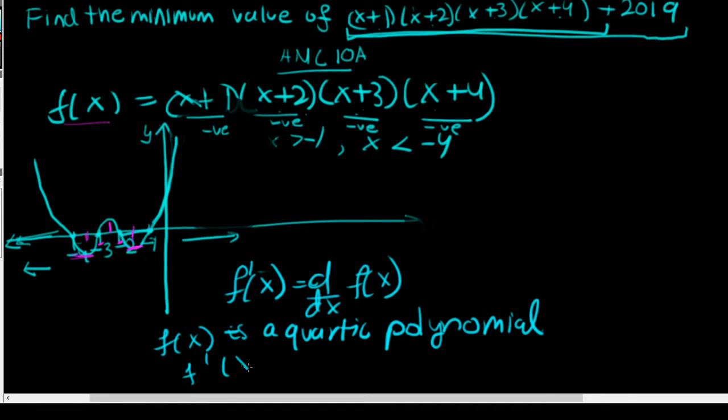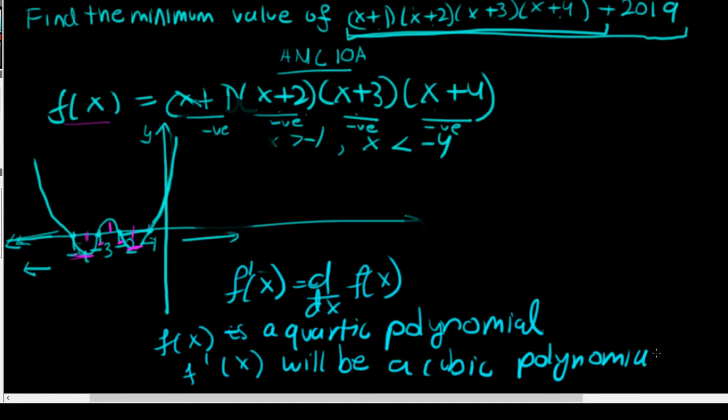because it is a degree 4 polynomial. F dash x will be a cubic polynomial, and to find the stationary values, I would have to solve that cubic polynomial when it is equated to 0. So I will have to solve this equation and find its roots. I will get three roots. As I can see from this graph, there are three stationary values, and two of them or one of them would give me the minimum value.